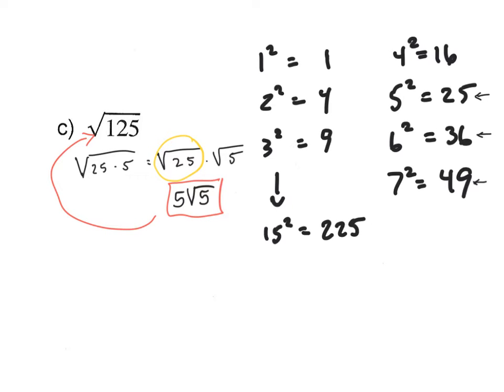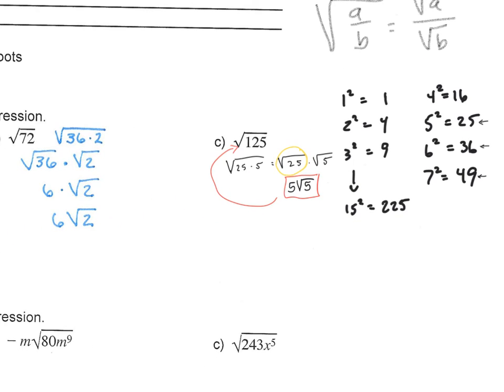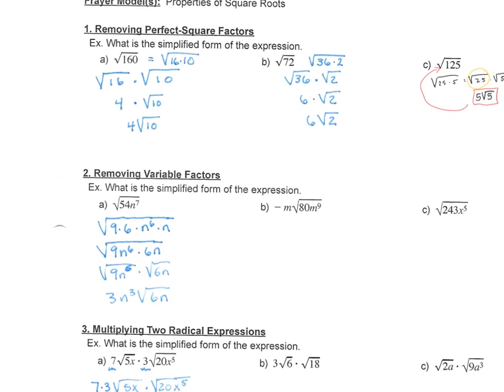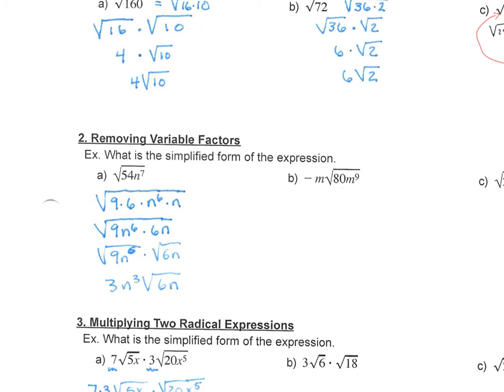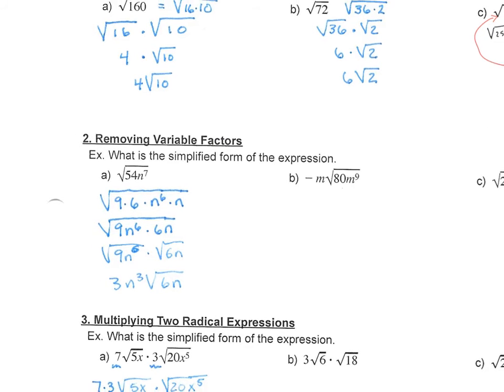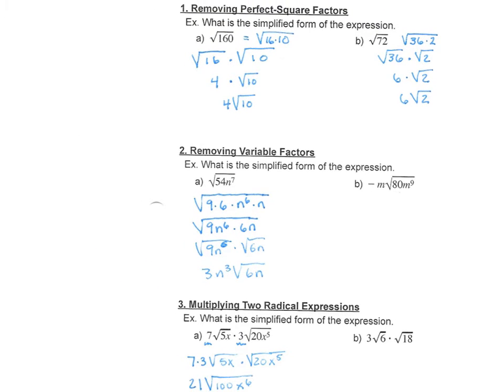There's no more operations that I can do there. So that's what we're doing when we're simplifying our radicals. So now we have variables involved. And I guess to remember the properties of variables, when we are multiplying like bases, we add the exponents.